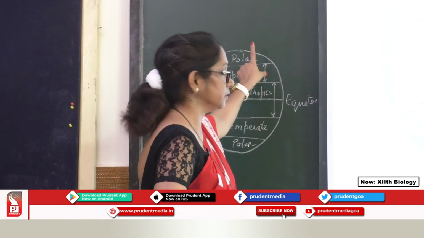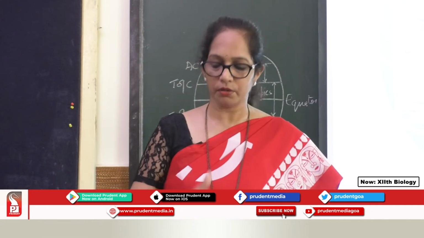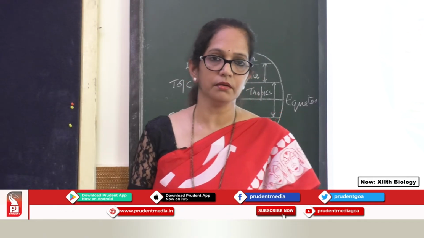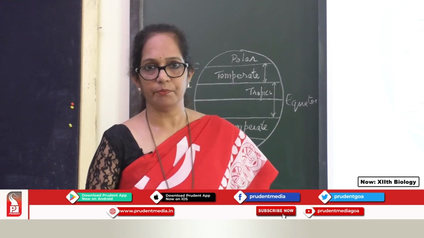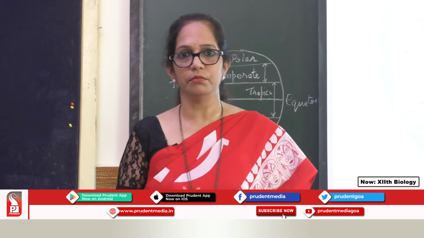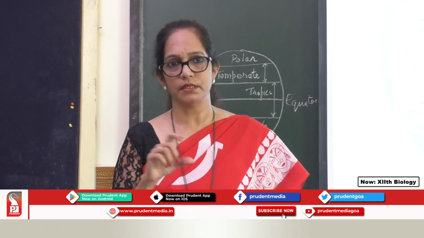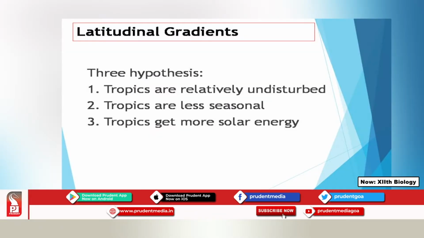As you move from the equator towards the two poles, the number of species keeps on decreasing, and it is maximum in the tropical area. So why is this happening? What must be the reason for the tropical region to have more number of species than the polar regions and the temperate regions? There are three hypotheses which have been put forth.